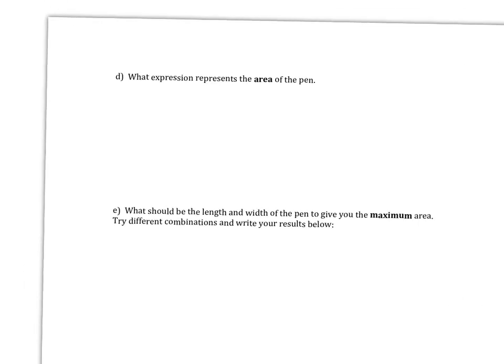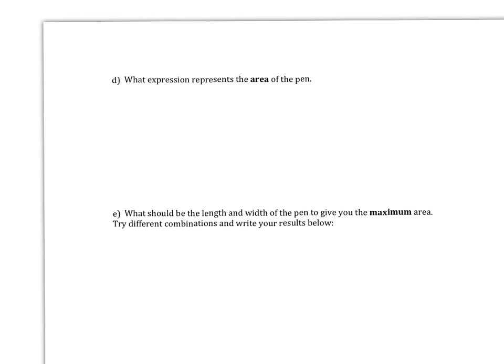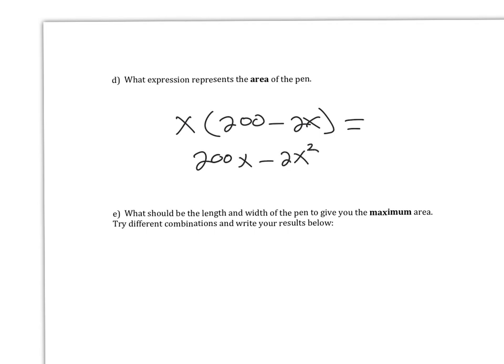Okay, so now to get an expression for the area of the pen, we need to multiply the length times the width, which will give us x times 200 minus 2x, which is 200x minus 2x squared. So that represents the area of our pen. The maximum, well, we could try different things. For one thing, we know that x has to be less than 100 and greater than 0. So let's try a couple values for x.